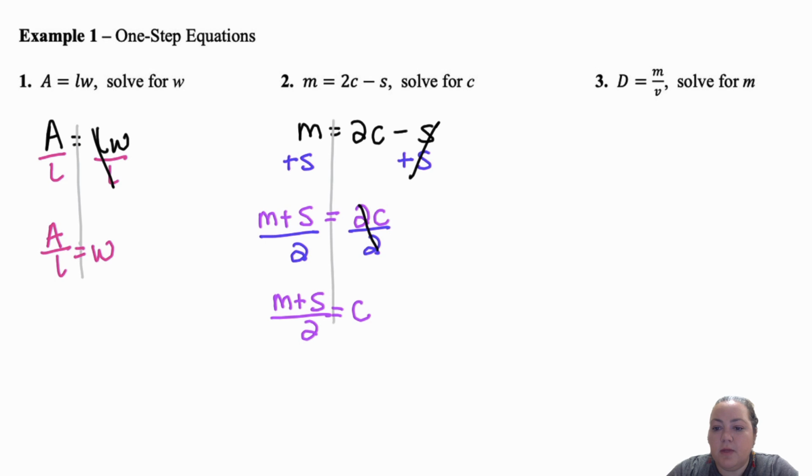All right, number 3, D equals M divided by V. Solve for M. So I want to get M by itself. It's connected to a V by division. Fractions mean division. We undo division with multiplication. So I'm going to multiply both sides by V. Those V's will cancel out. And V times D equals M.